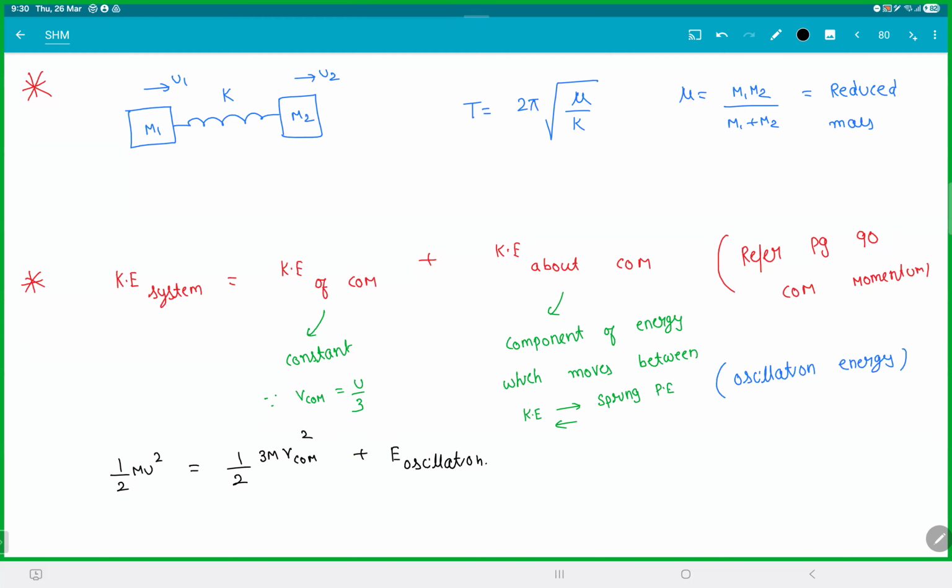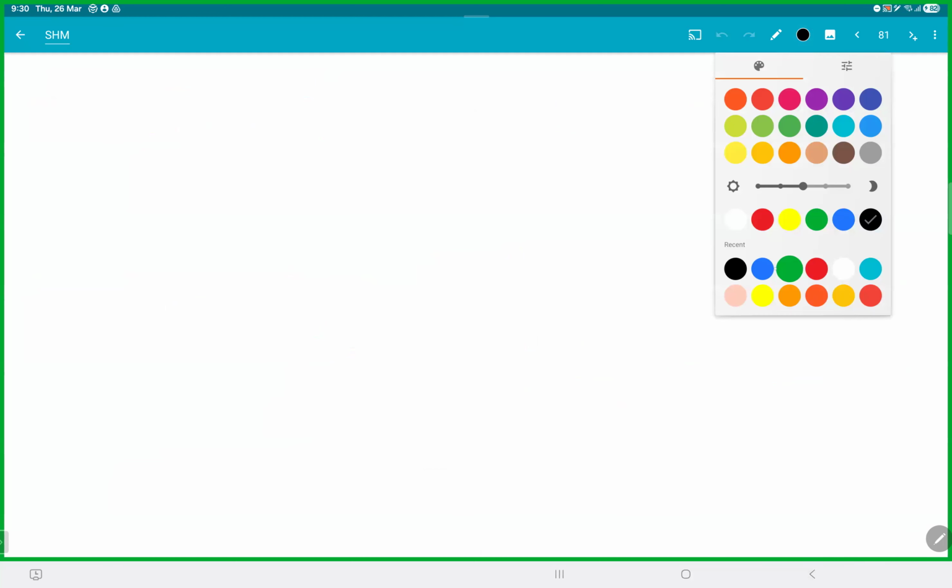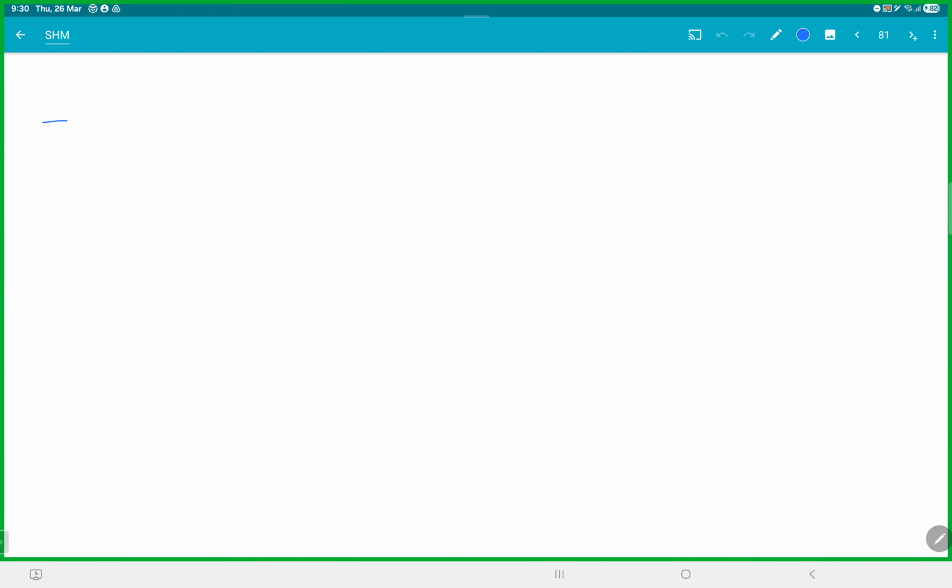Clear with this? So there is a formula for this also. We can actually calculate this also. So that means the maximum oscillation energy goes where? So the maximum spring energy is nothing but the oscillation energy.